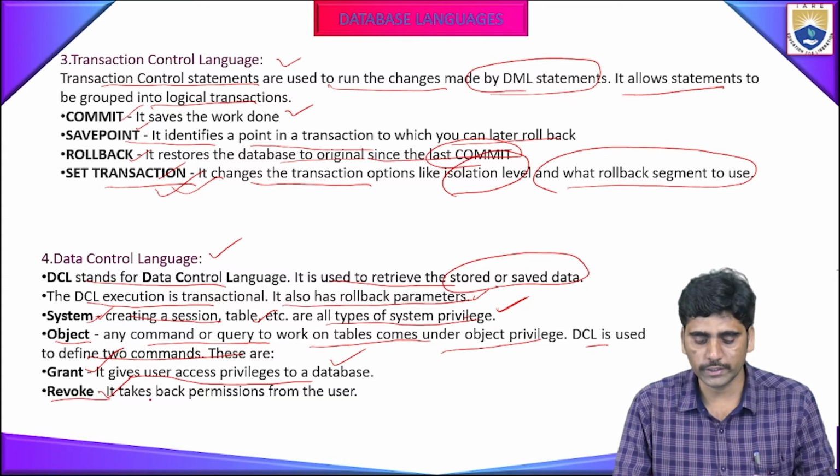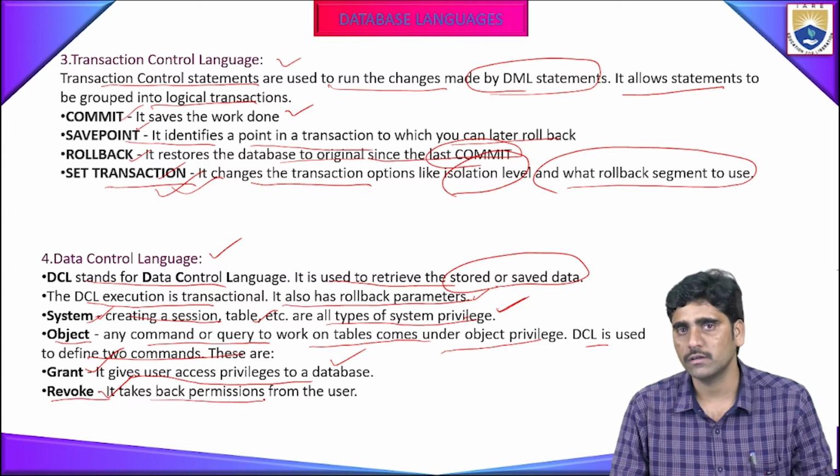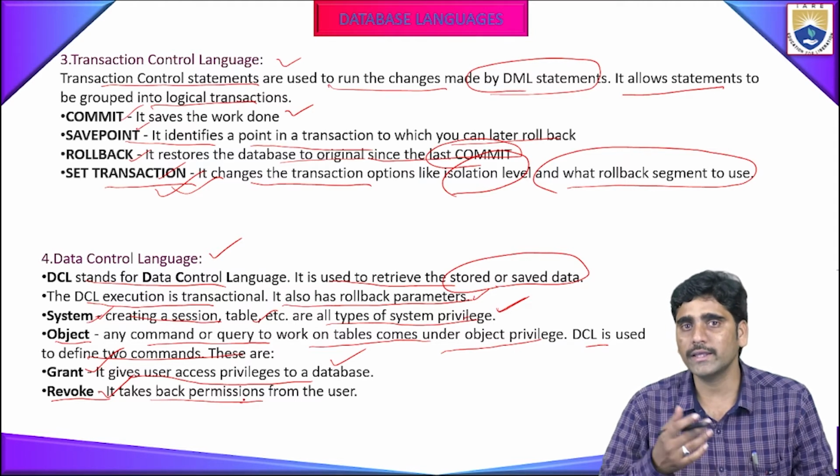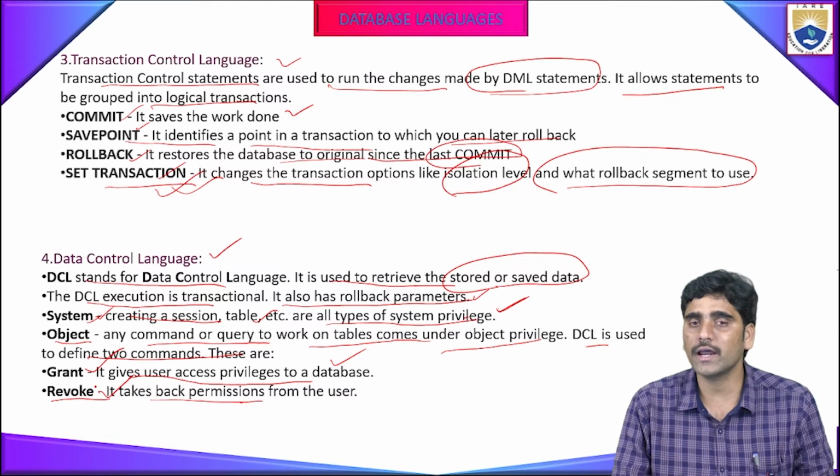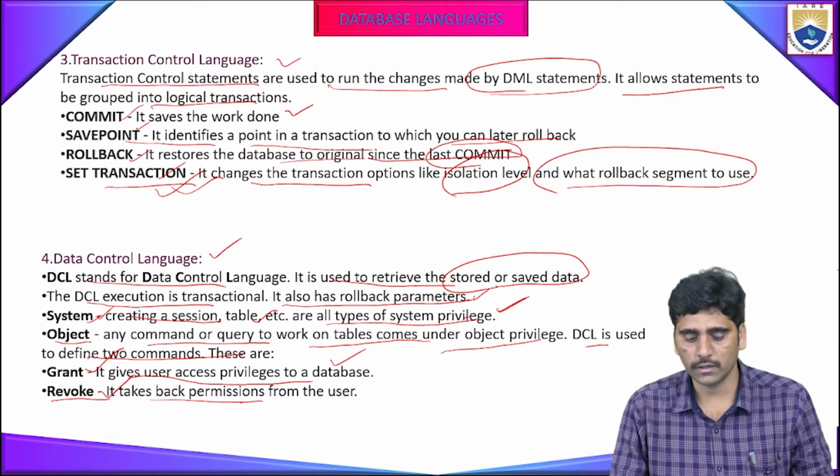And revoke takes back permissions from the user. Once we have granted privileges on the database, if the user does anything wrong, we can get the permissions back to the original state. So to grant permissions as well as to revert them, we use the grant and revoke commands.